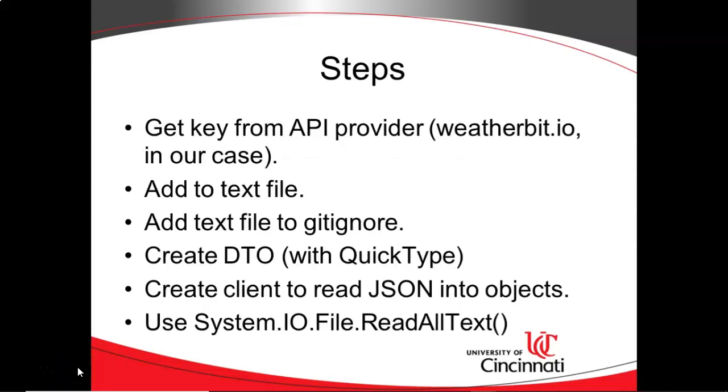So the order of operations we're going to do is get a key from an API provider. In this case, it's weatherbit.io. Add that to a text file. Add the text file to the gitignore. Use QuickType to generate our DTO and our client classes. And then use system.io.file.readAllText to read our key and apply it to the URL.